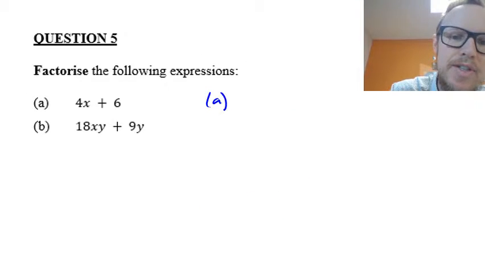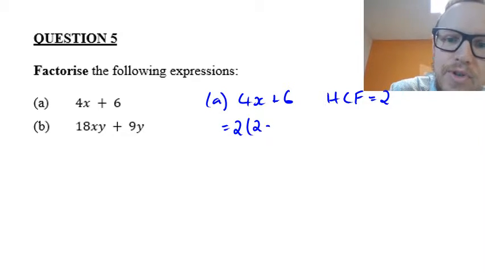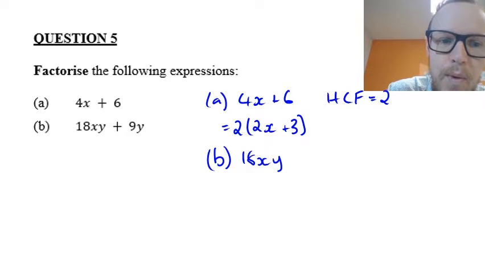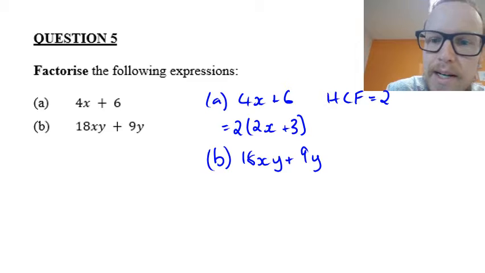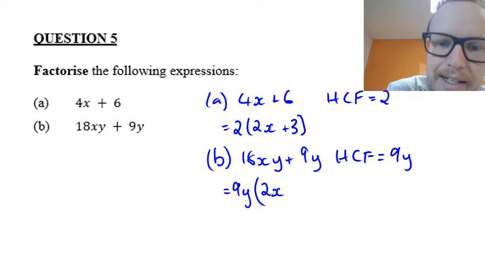Factorising these expressions, firstly we write the highest common factor. If we write the question 4x plus 6, the highest common factor of 4x and 6 is 2. So we take 2 outside the brackets and we're left with 2x plus 3 inside the brackets. For our second one, we've got 18xy plus 9y. The highest common factor here is 9y. So if we take 9y outside of the brackets, we're left with 2x plus 1.